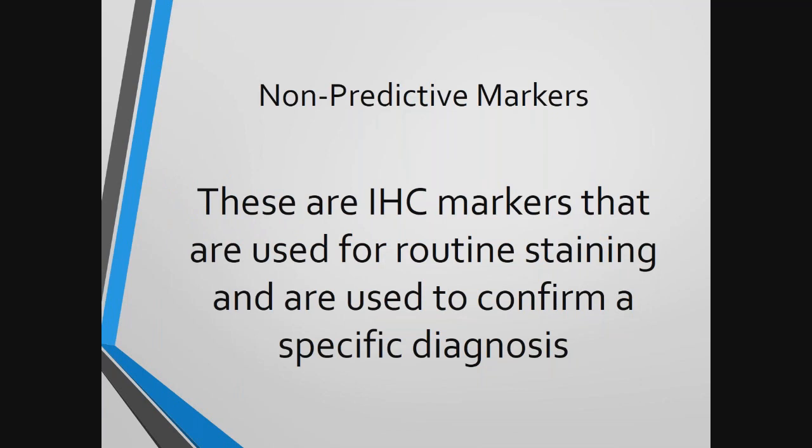A key area to point out is that it is important to understand whether you are working with a predictive or a non-predictive marker. We're going to talk about both, but we're going to start with the non-predictive markers. Non-predictive markers are assays that are used for routine immunohistochemistry and are usually used to confirm or rule out a specific diagnosis. Examples of non-predictive markers are IHC markers such as vimentin, chromogranin, AE1/AE3, and synaptophysin. Really, this is the majority of your immunohistochemical assays. The majority of them fall into this category.